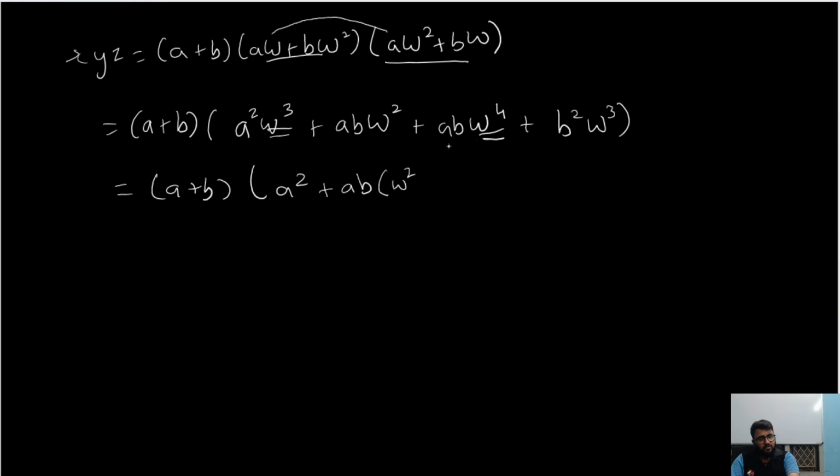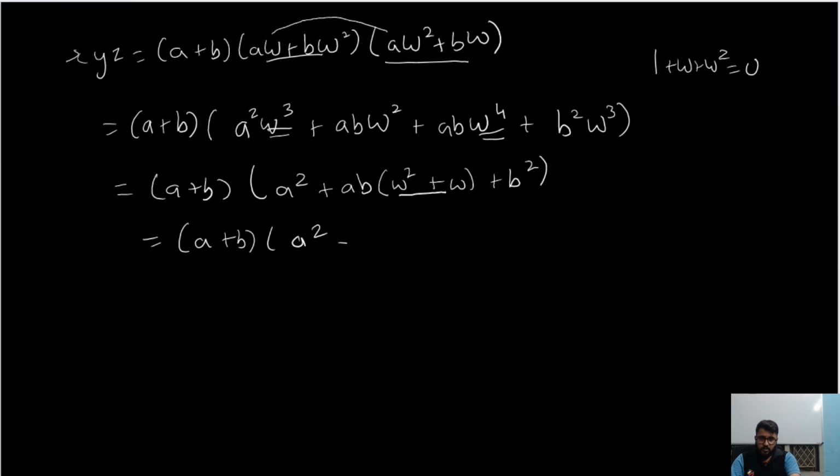And omega power 4 is actually omega, right? Because it's omega cube into omega. Plus b squared, and nothing but 1, because omega cube is 1. So you have a plus b into a squared, what is omega squared plus omega? We know 1 plus omega plus omega squared is 0, like we discussed. So omega squared plus omega will just be minus 1. So this will be minus ab plus b squared.